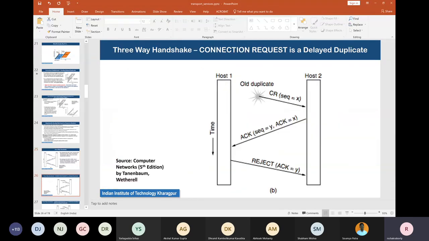Now let's see the next example, which is slightly tricky. Suppose a connection request has been set up. Later on, host 2 receives another old delayed duplicate from somewhere in the network, which was languishing somewhere in some router in the network. Suddenly it comes out and reaches it with a sequence number x.